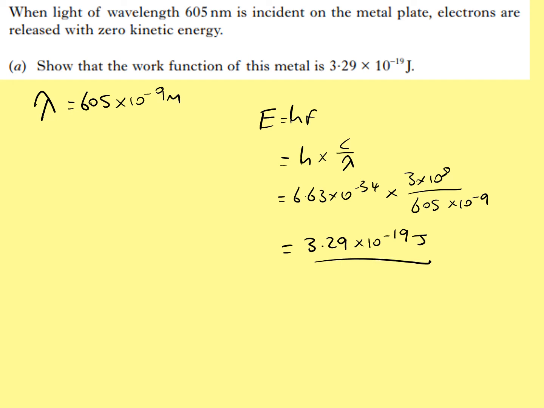So we said that the energy of the photon is equal to 3.29 times 10 to the negative 19 joules. And we know that that allows an electron to be emitted and no more. That's the definition of the work function. We're asked to prove the work function is equal to 3.29 times 10 to the negative 19. So we've done that.